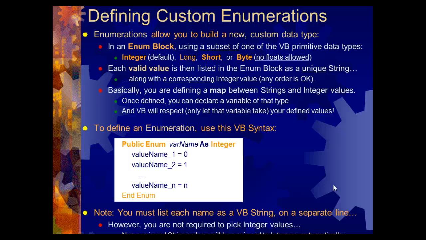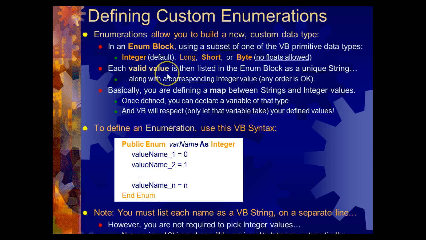So defining custom enumerations. Enumerations allow you to build a new custom data type in an enumeration block, using a subset of one of the VB primitive data types. This is one of the so-called primitive data types. It's not one that we're creating. It's kind of native to the system, so it's called a primitive data type. It's already there: integer, long, short, byte, and so on. It says no floats are allowed when you're creating an enumeration.